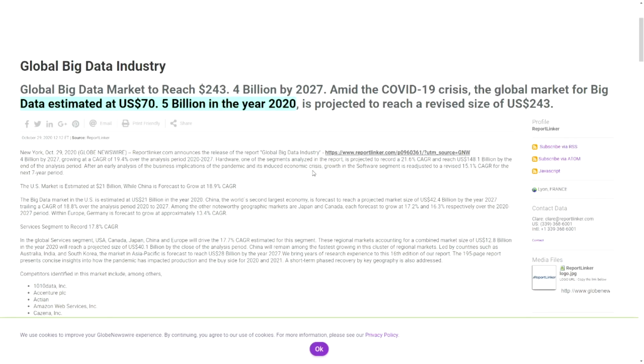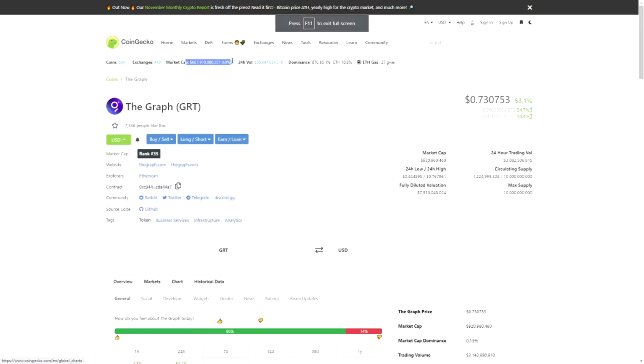That would mean that the entire global market for big data is only 0.07% of the global market. Right now, the market cap of the entire crypto market is 687 billion. If we apply this percentage to the entire crypto market, then we could say that the market, if the proportions are the same, of course, for the crypto market would be 0.4 billion.